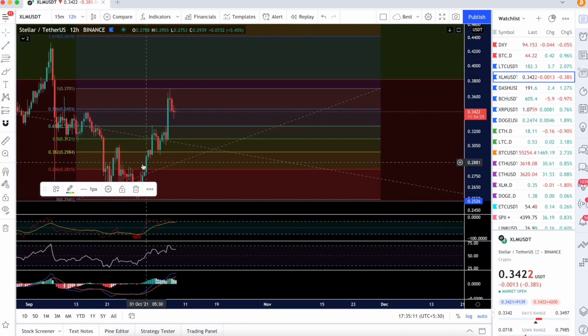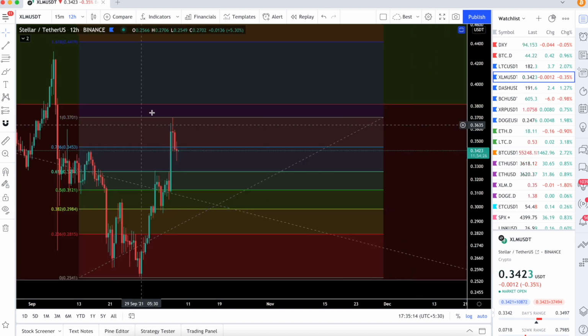So you can see that here, if the 34-cent level fails, the next level is somewhere around 32 cents, followed by 31 cents and 29 cents. Usually in a bull market, the price finds its support at the 0.5 and 0.382 Fibonacci levels, which for Stellar Lumens is 0.31 cents and 0.2984 cents.